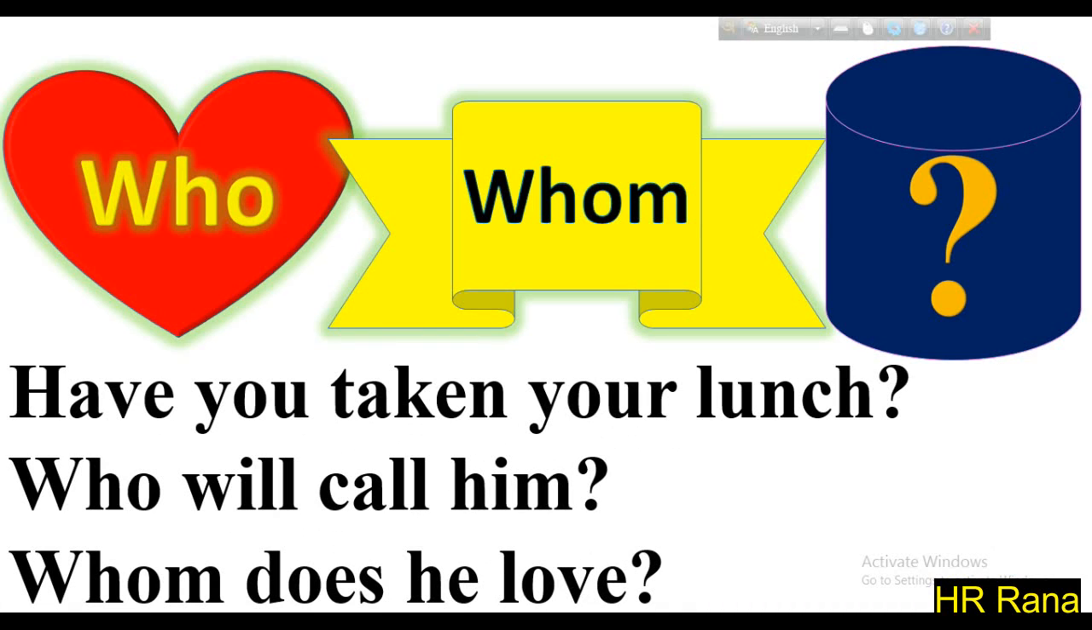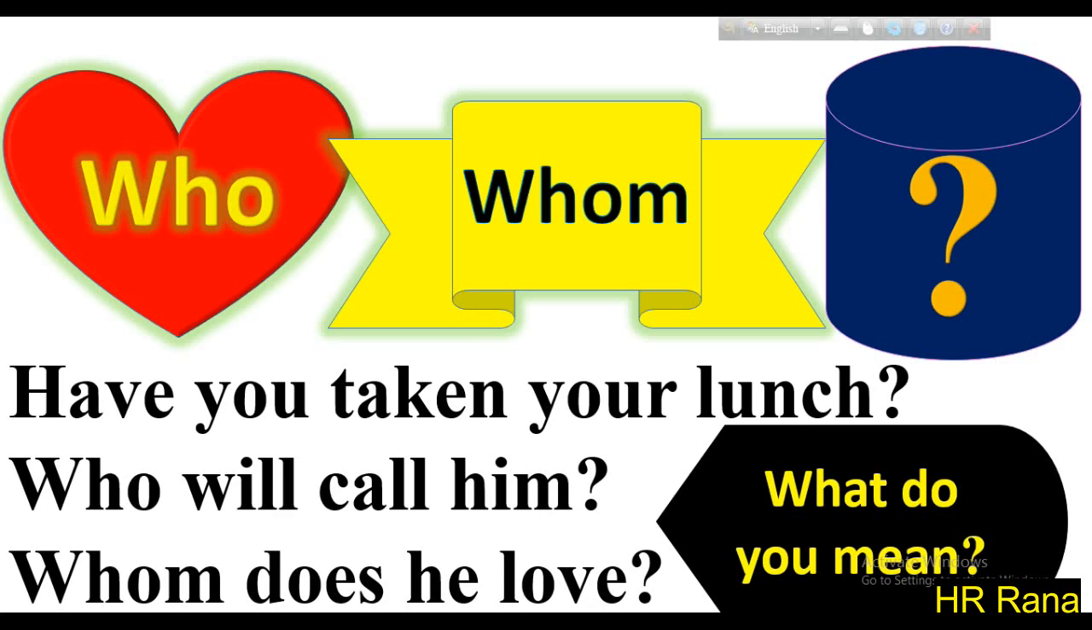Now have a look. What do you see? Dear students, you can see "whom" and an interrogation mark, and you can see 3 sentences. "Have you taken your lunch?" And an interrogation mark. "Who will call him?" right? "Whom does he love?" Actually, can you see, W is at first, who and whom. Another sentence, the first sentence, "Have you taken your lunch?" Your answer will be yes or no, right?